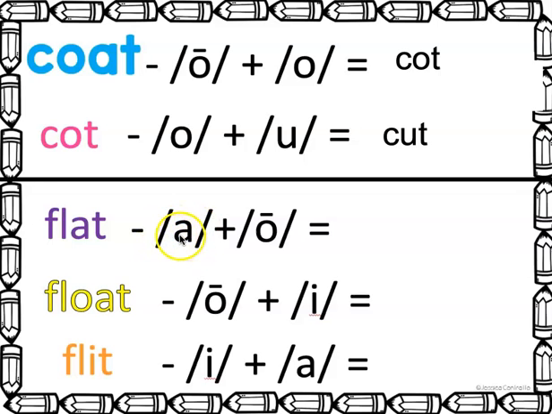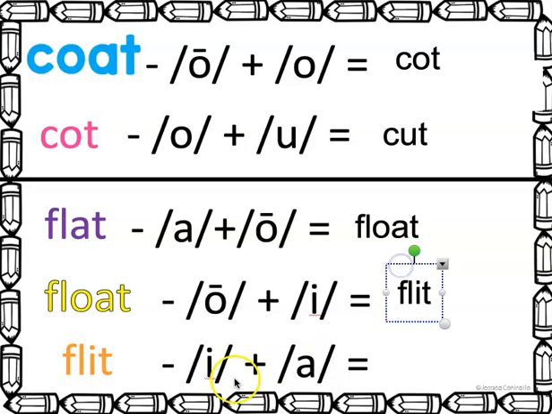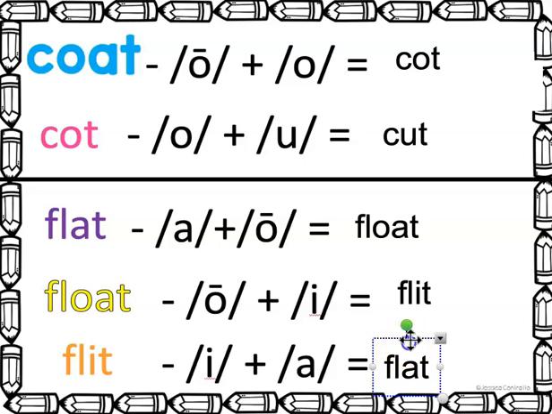Now, something can be flat, like the top of your table. We're going to take away that short A sound, create a long O sound, and we're going to have the word float. Like some people use in a pool, they use a float. Float, take away the long O, add the short I, it, and I'm going to spell that flit. Okay, now I have flit, taking away that short I sound, adding the long A sound. We're going back to flat. Flat.